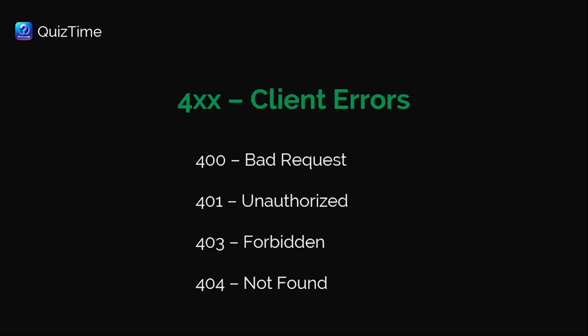Next, we have codes starting with 4. These codes mean that something is wrong with the request sent by the client. Here, the most common ones are 400 bad request. It tells the request is incorrect, for example, missing parameters, invalid data. Next, 401 unauthorized. It tells the request needs authentication, for example, user needs to log in first. Next, 403 forbidden. It tells the client doesn't have permission to access the resource. Next, 404 not found. It tells the resource doesn't exist.